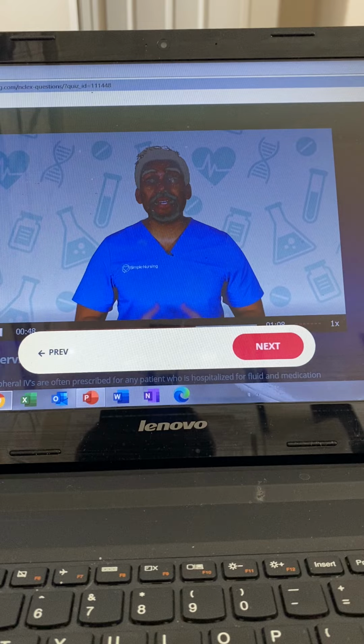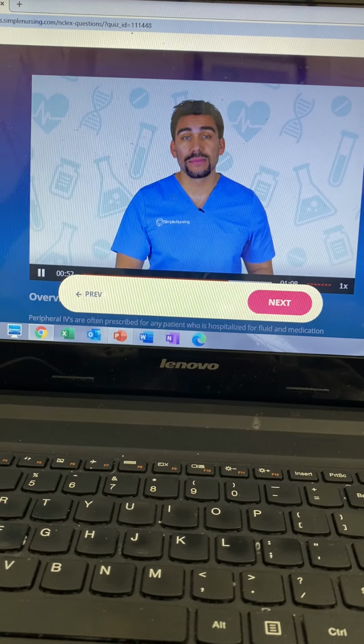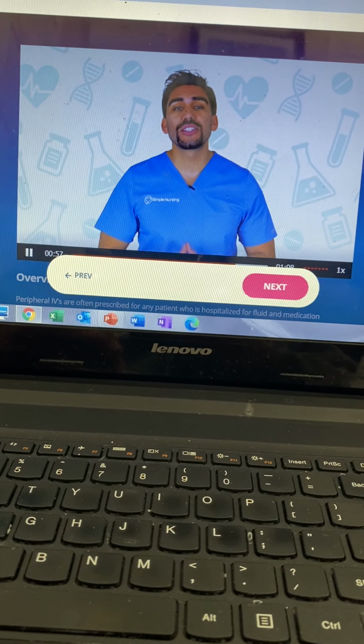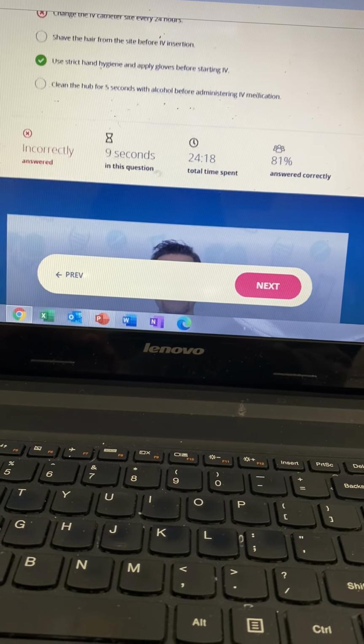Now, option 3 is correct. Strict hand hygiene prevents the spread of infection. And option number 4, scrubbing for 5 seconds is way too little. So rule of thumb is 15 seconds here.